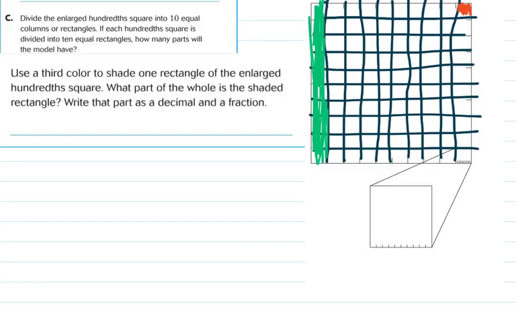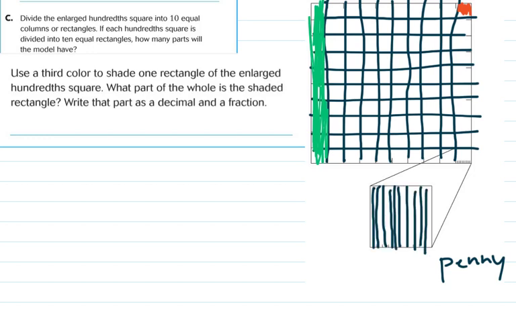Now, boys and girls, we are on step C. It says divide the enlarged hundredth square. So this down here is representative of a hundredth, which is just like saying one penny. Because this is enlarged, we know that it's still just one square. But it says to divide it into 10 equal columns. It says if each hundredth square is divided into 10 equal columns, how many parts will it have? Well, let's draw our rectangles. Although it looks a little sloppy, I've drawn down here 10 rectangles. I'm going to color one of those rectangles yellow.